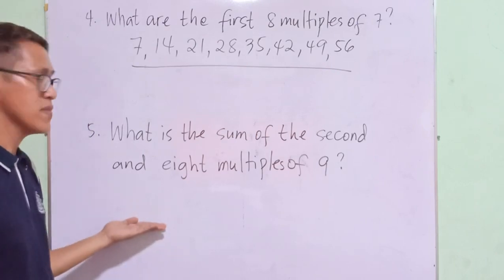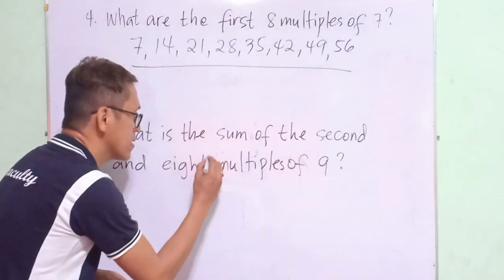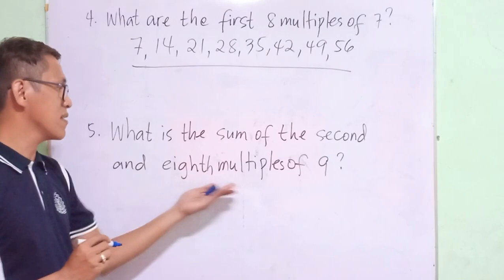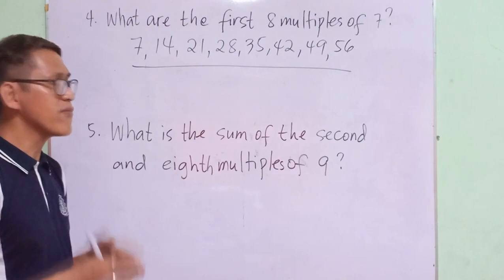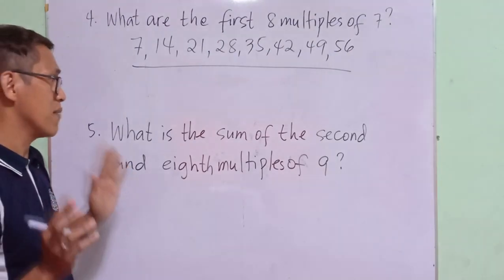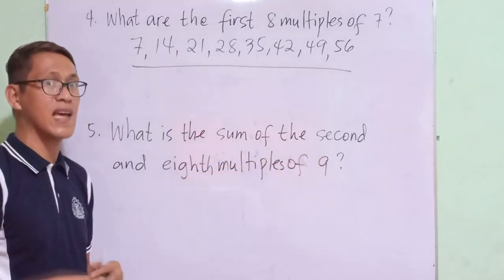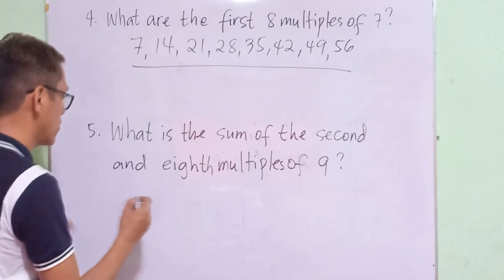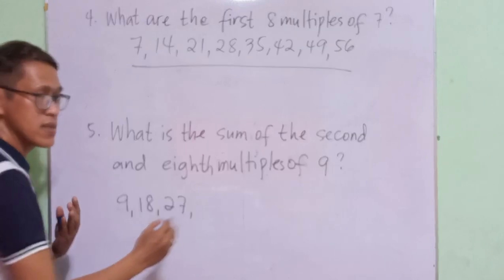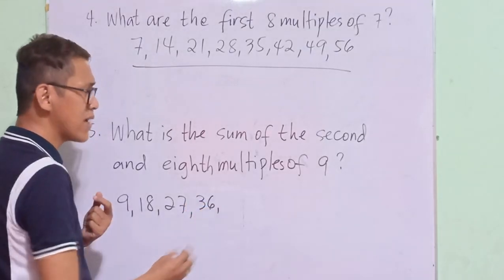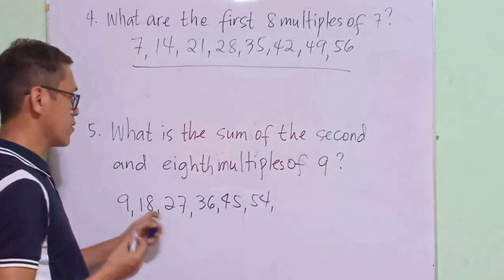And the last one: what is the sum of the second and 8th multiples of 9? So how do you answer this question? You have to list down first the multiples of 9. Since you need the second and the 8th, you only need 8 multiples of 9. So let's start. 9 times 1 is 9. Times 2 is 18. Times 3 is 27. Times 4, 36. Times 5, 45. Times 6 is 54.